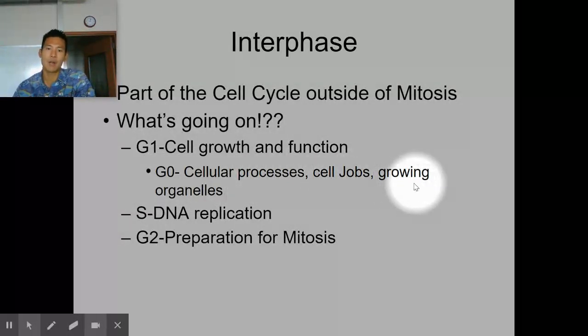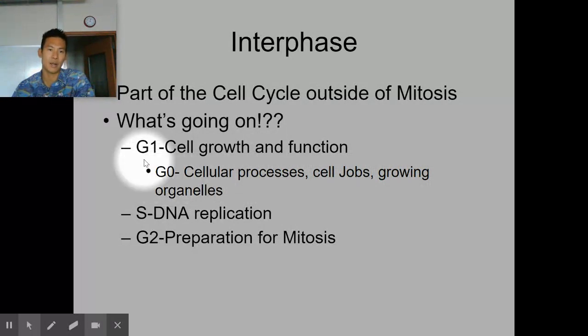Okay, now if a cell has to go through mitosis, it leaves G0, goes back to G1, and then in turn G1 will move on to S cycle. And during S cycle, the DNA doubles itself.